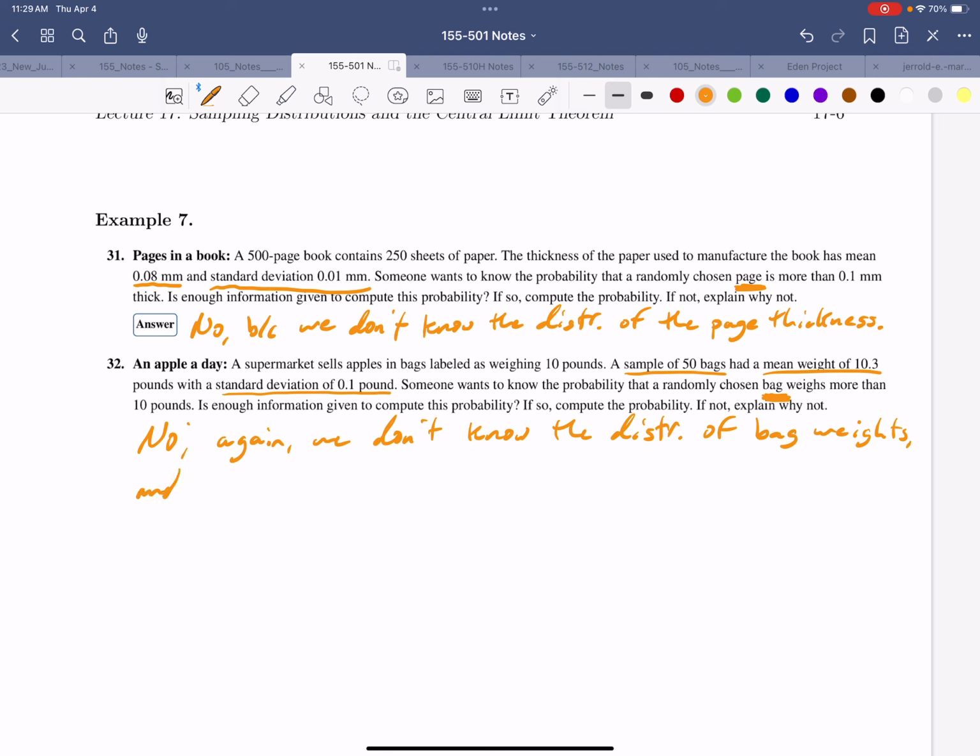And I'll just write here, choosing a single bag, not a sample. All right, so all the sampling distribution stuff we learned doesn't apply.